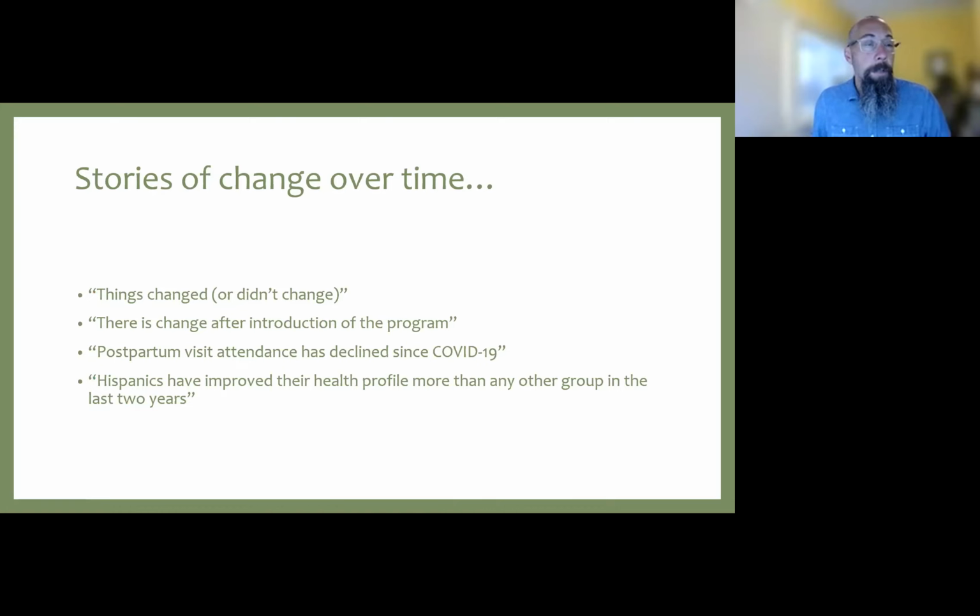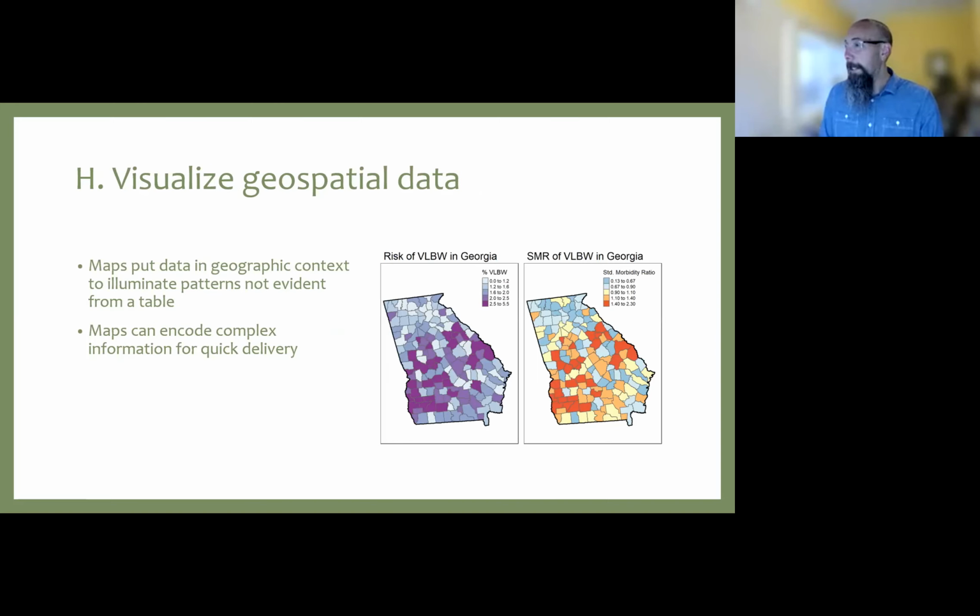So stories of change over time. Things changed, sometimes good and sometimes not. Things didn't change, right? We did a lot of stuff and it didn't get any better. There's change after introduction of the program. Postpartum visit attendance has declined since COVID-19. Hispanics have improved their health profile more than any other group in the last 2 years, right? So we can tell different stories by using data that's captured at different time points and talking about that change over time.